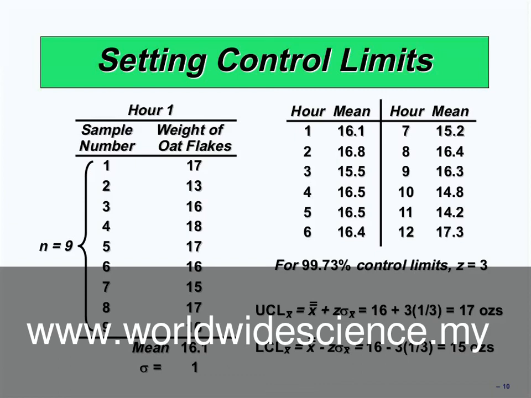The range, so it's very clear in hour one. In the table for hour one only, the table on the left, please look at the weight of outflakes in hour one. How much is the maximum number in these 9 numbers? There are 9 numbers in hour one. Yes, the maximum number is 18 and the minimum number is 13.